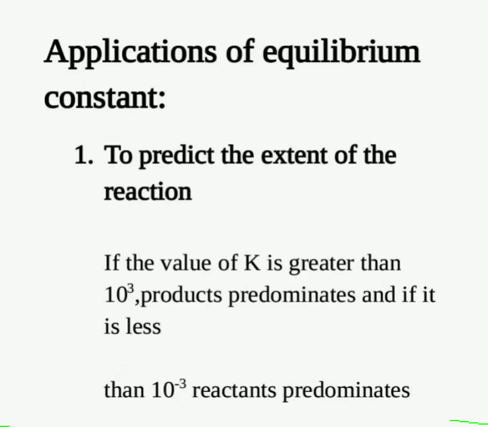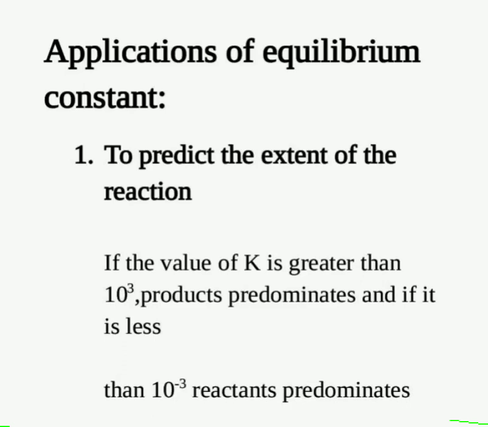If the value of Kc is greater than 10 raised to 3, product predominates. That means if Kc is very large, then the reaction proceeds nearly to completion. If the value of Kc is smaller than 10 raised to minus 3, then reactant predominates over products. That is, if Kc is very small, then the reaction proceeds very rarely.